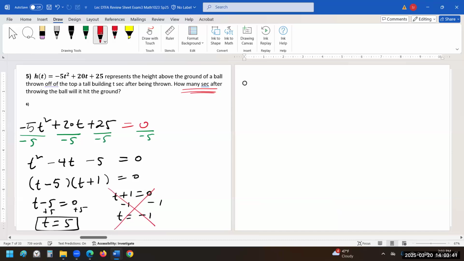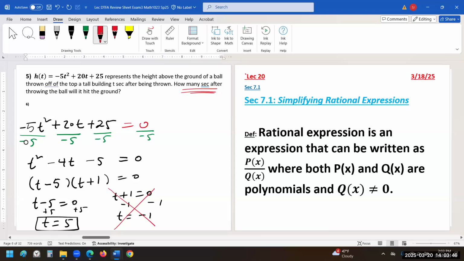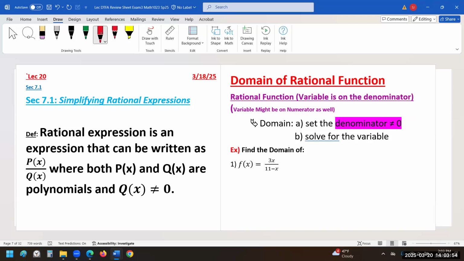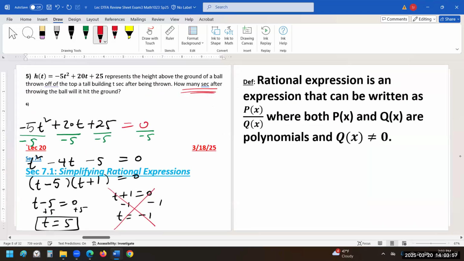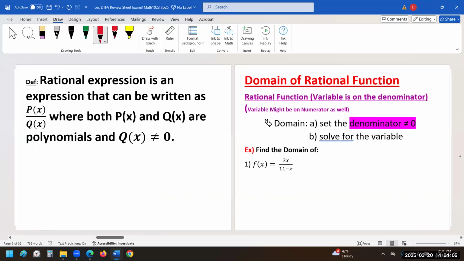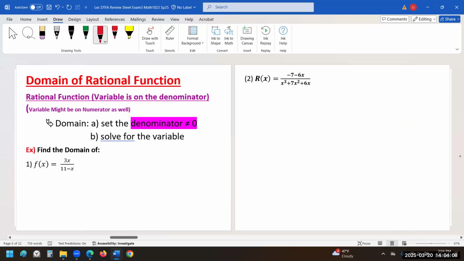So from 7, we have domain and multiplication and division. For domain, all you have to do is take a denominator and set it equal to not 0. It doesn't matter what domain they give you, a denominator cannot be 0. That's your first step: take your denominator and set it equal to not 0.